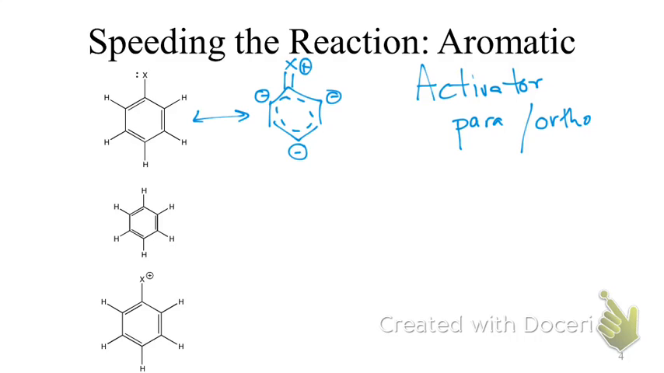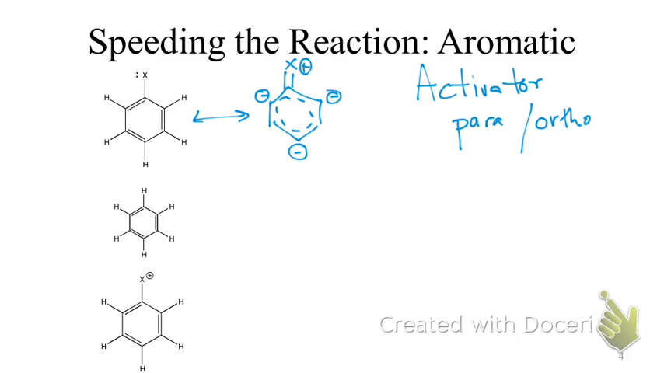Why do I write para first? Because it's the most stable. Para is more reactive, it's not stability. Why is para more reactive? There's a steric effect. The ortho positions are blocked due to that atom X.